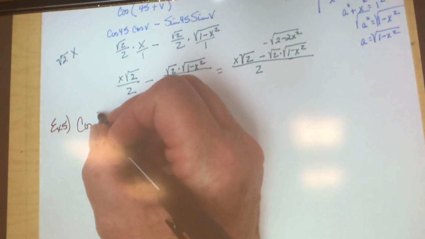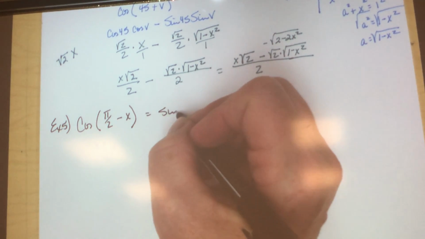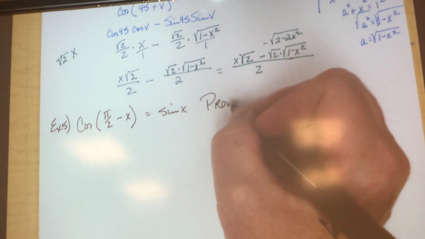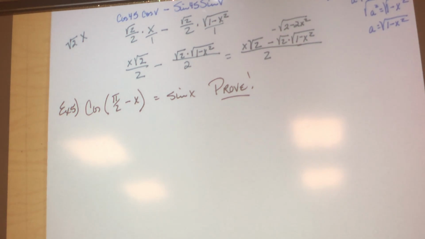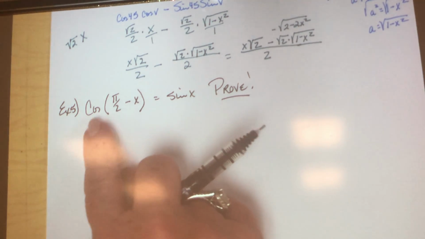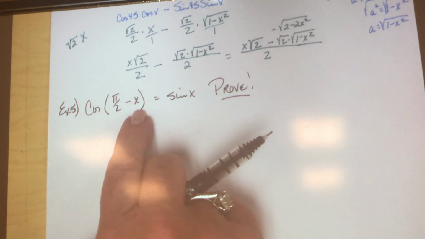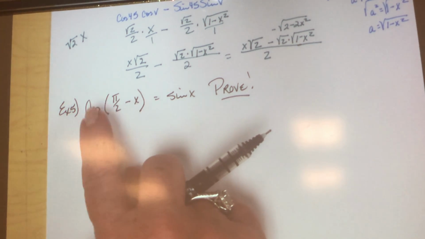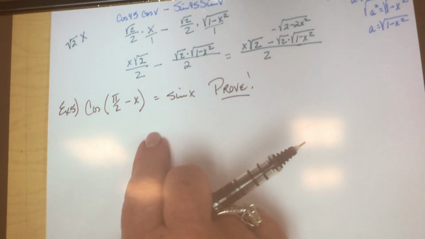Alright, here we go. I want to do the cosine of pi over 2 minus x is equal to the sine of x. And they asked me to prove it. Okay, so this is kind of like a trig identity, right? Which side am I going to work on? The left. Do you have a formula from your formula card that looks like this? The cosine of something minus something. It's going to be cosine of the first, cosine of the second, plus sine the first, sine of the second. Are you with me?